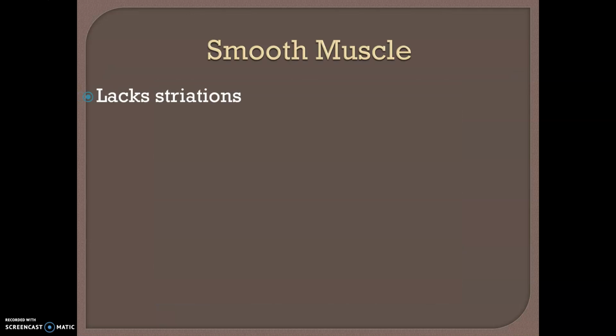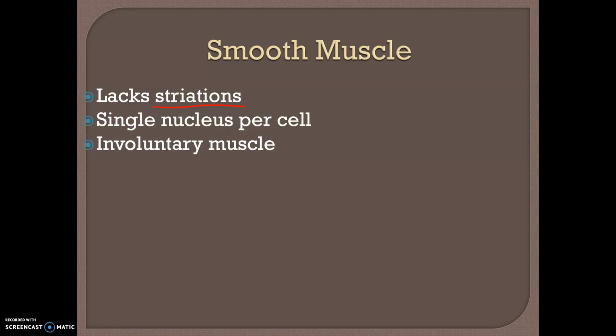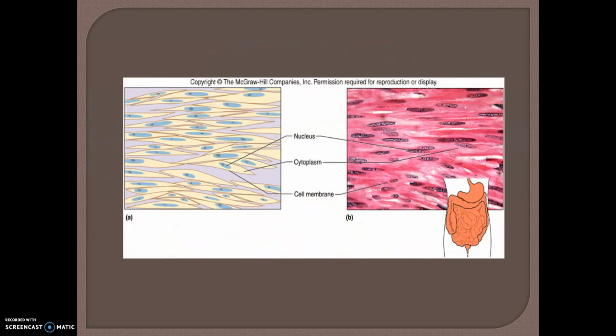Smooth muscle tissue. So in smooth muscle, we lack these lines. So that's going to be a big distinguisher when we're looking under the microscope. There's also a single nucleus present. And this is an involuntary muscle. So our smooth muscle is going to make up most of our digestive system, the stomach, intestines, things like that. So walls of our hollow organs, which are those organs involved in digestion.